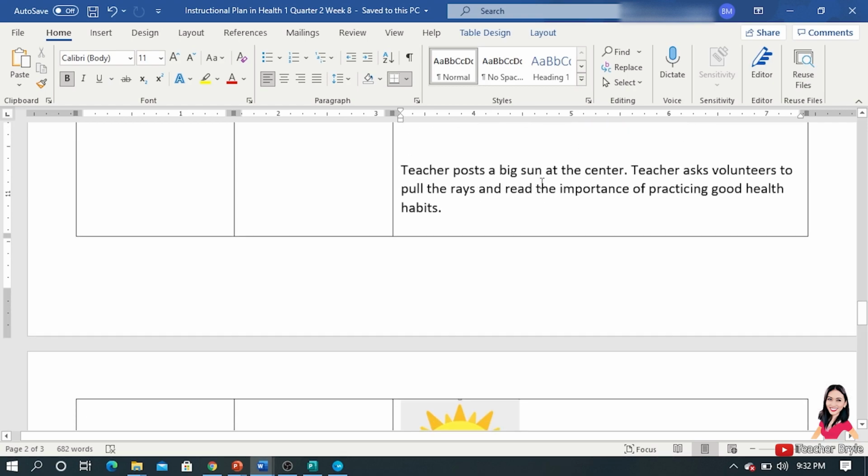Teacher posts a big sun at the center. Teacher asks volunteers to pull the rays and read the importance of practicing good health habits.